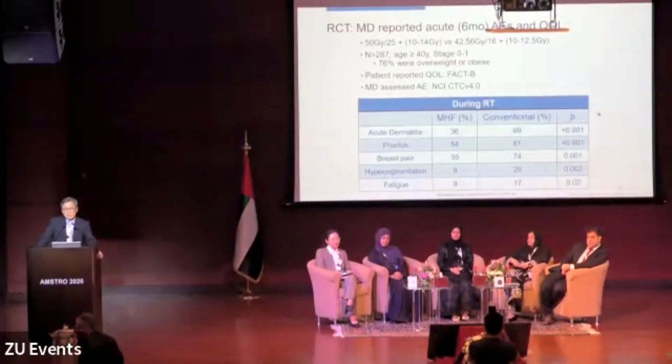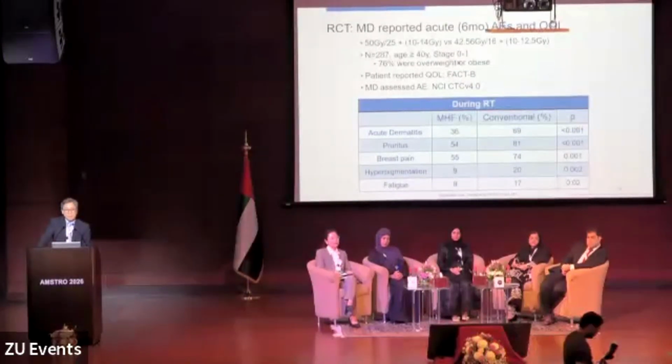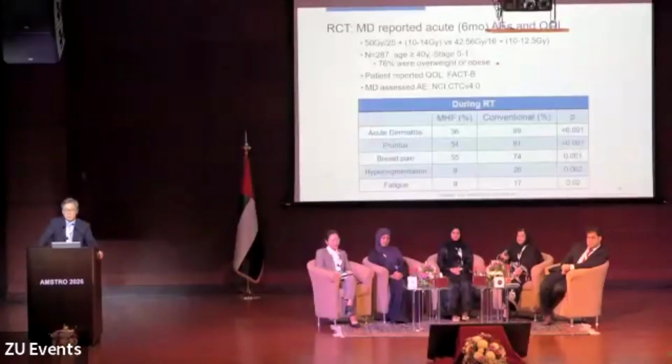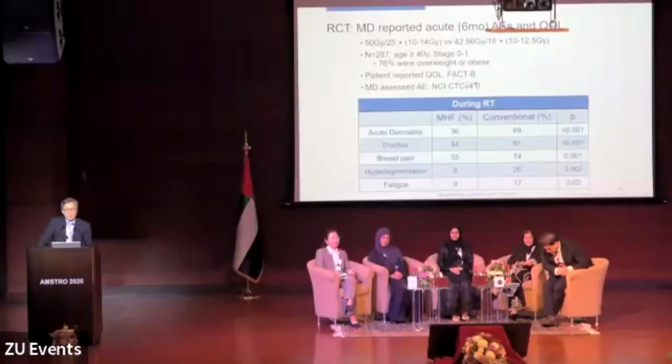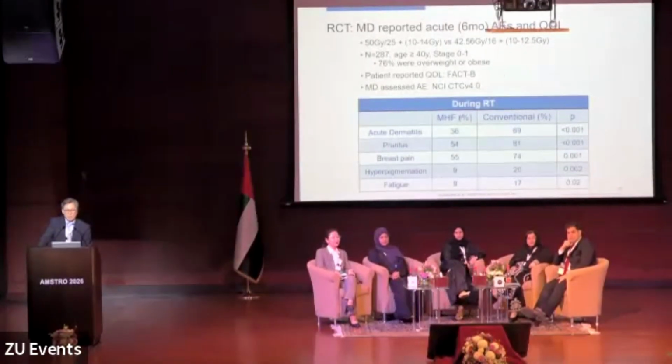So this was a randomized study from MD Anderson comparing 25 fractions versus a 16 fraction regimen. These were stage 0 and 1 patients. This was done in Houston. So three quarters of the patients were obese. Patient-reported outcomes were recorded by FACT-B, and the MD assessed the toxicities using CTC version 4. And you can see the acute side effect profile is superior for the moderately hypofractionated arm in all these accounts here.